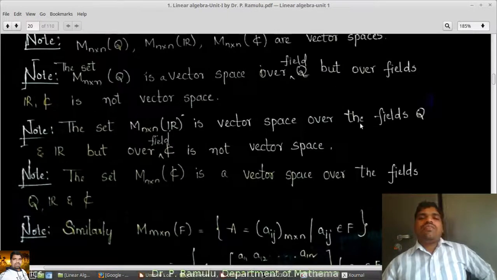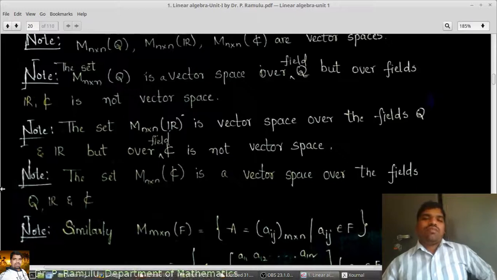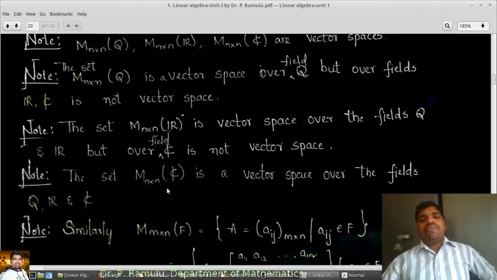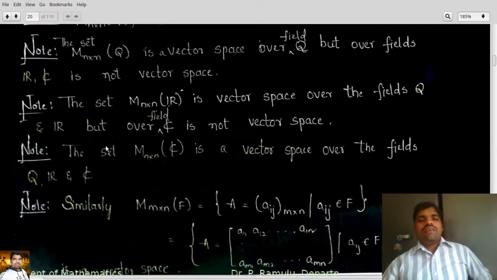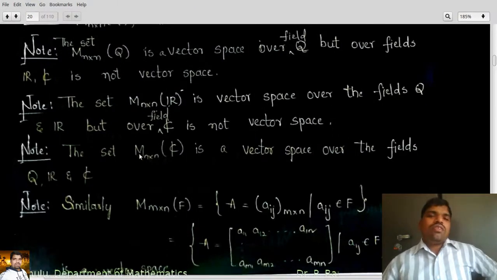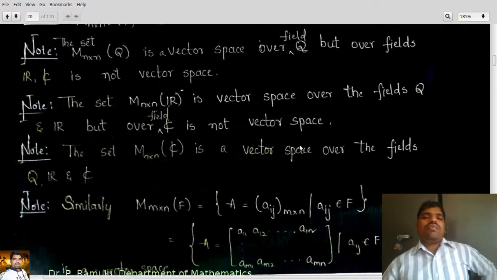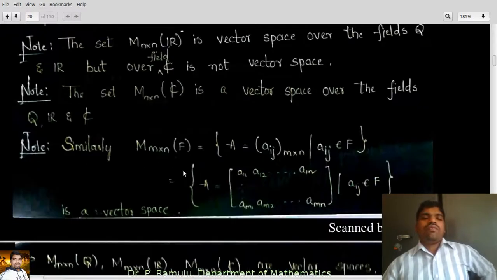The set M_n×n over C is a vector space over the fields Q, R and C. Similarly, the set C is a vector space over Q, R and C. Similarly, this is also a vector space over Q, R and C.